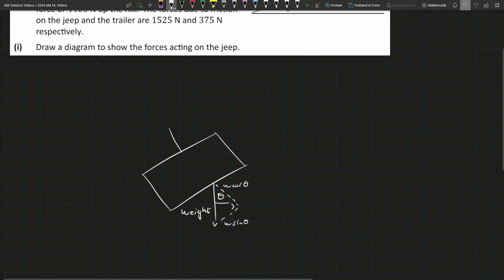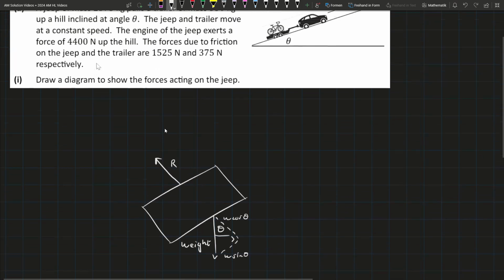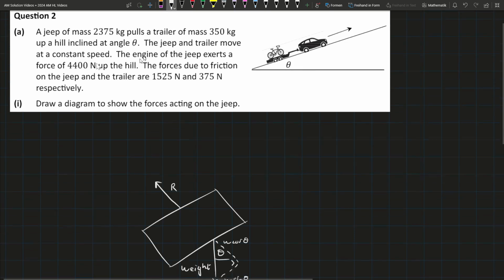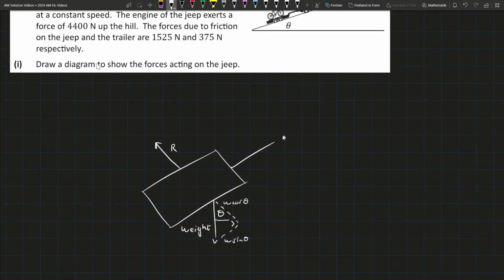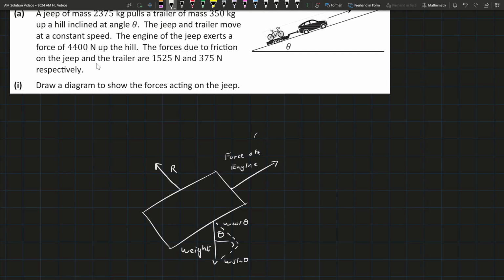Because of the weight, there's also a reaction force pushing out. If I could draw a perpendicular line, there we go. We also have the engine exerting a force up the hill, so it's going this way. So we have the force of the engine. You could write in the numbers, but last year in the marking scheme they used the words, so you should probably use the words so that they know what forces you're talking about instead of just giving random numbers. As you can say, this is the reaction.